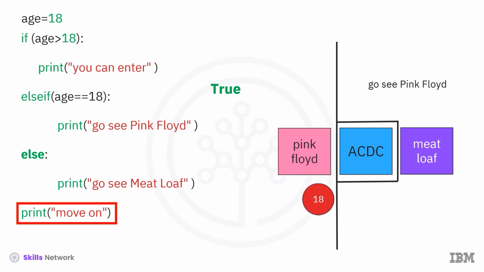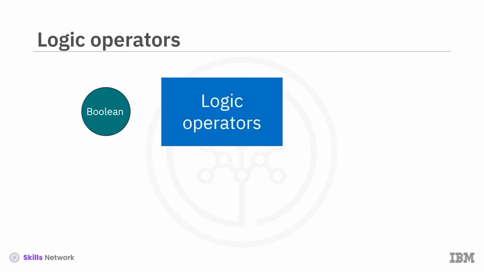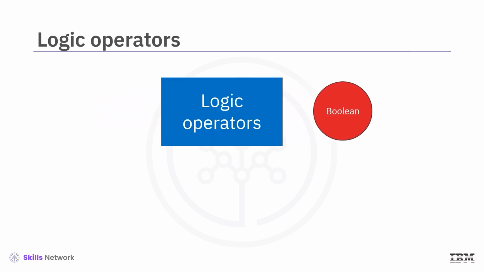If the variable age was 17, the statement "Go see Meatloaf" would print. Similarly, if the age was greater than 18, the statement "You can enter" would print. Check the labs for more examples. Now let's take a look at logic operators. Logic operations take Boolean values and produce different Boolean values.